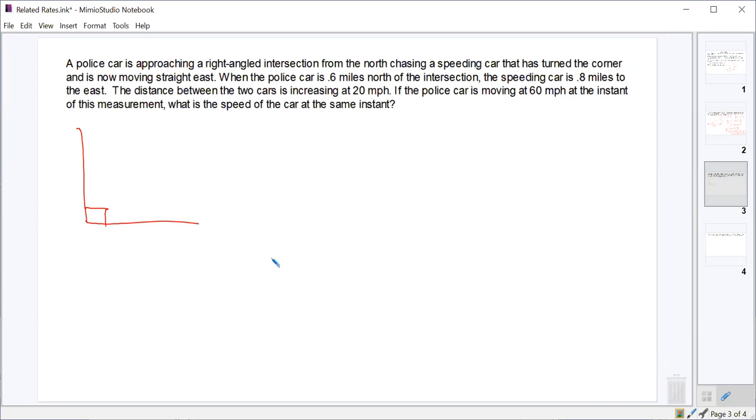We know that when the police car is 0.6 miles north of the intersection, the speeding car is 0.8 miles to the east. Are those distances changing if the cars are both moving? Yes. We also know that the distance between the two cars is increasing at 20 miles an hour. So that'd be the hypotenuse of this right triangle, and that's also changing, true? So is anything in this problem not changing besides this right angle?